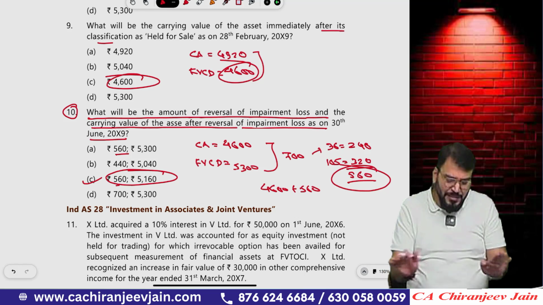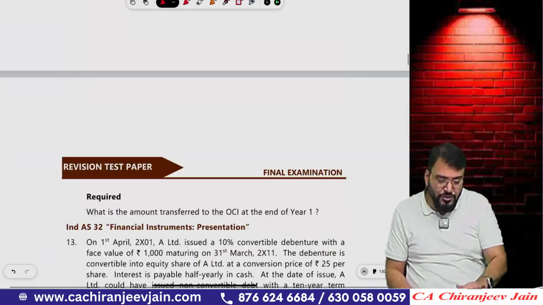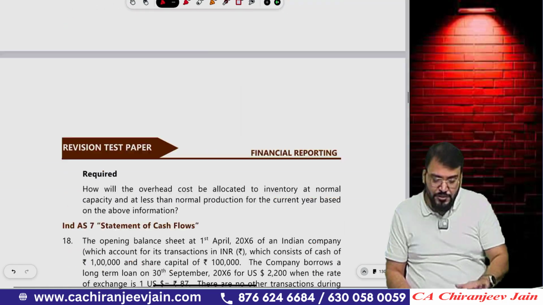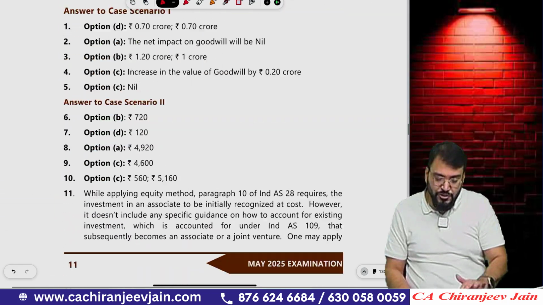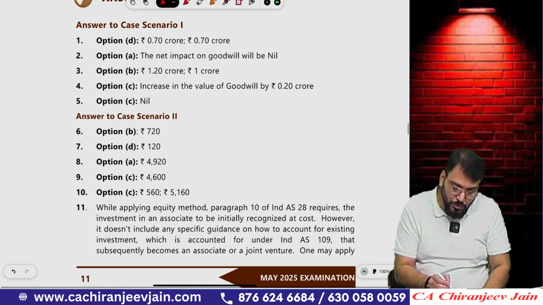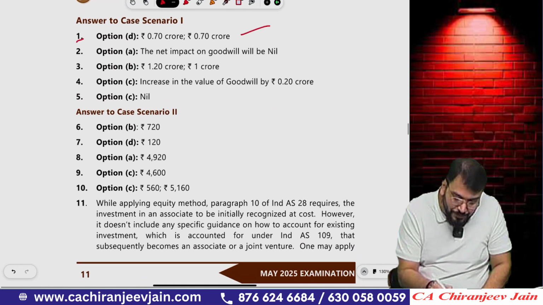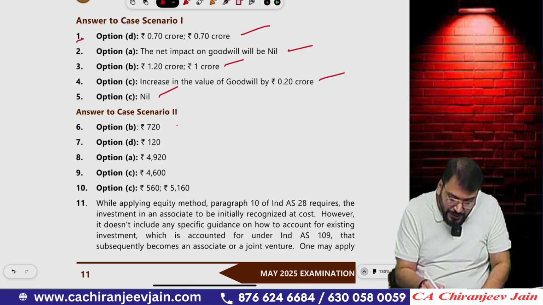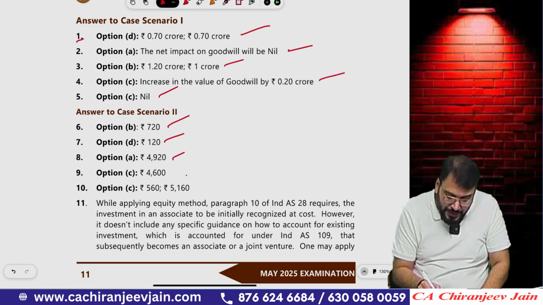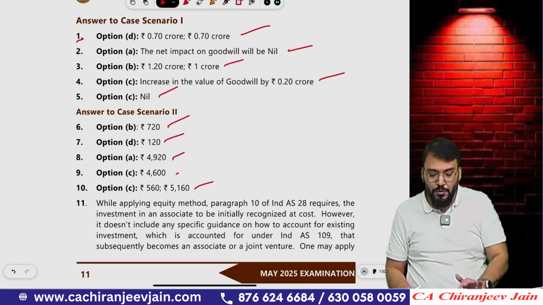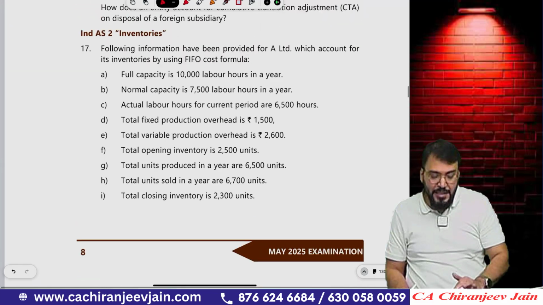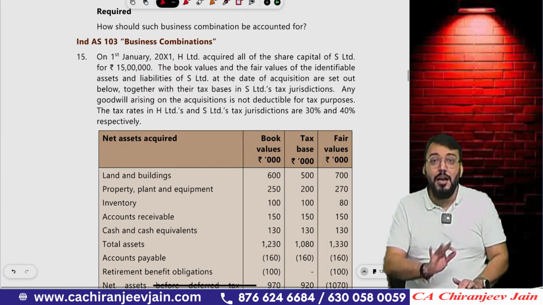I hope the entire discussion is done. You can cross check the answers given. So you can see 1 correct, 2 correct, 3 correct, 4 correct, 5 correct, 6 correct, 7 correct, 8, 9, 10. All are correct. So all the options we have tallied and it is coming correct. I hope you have understood.